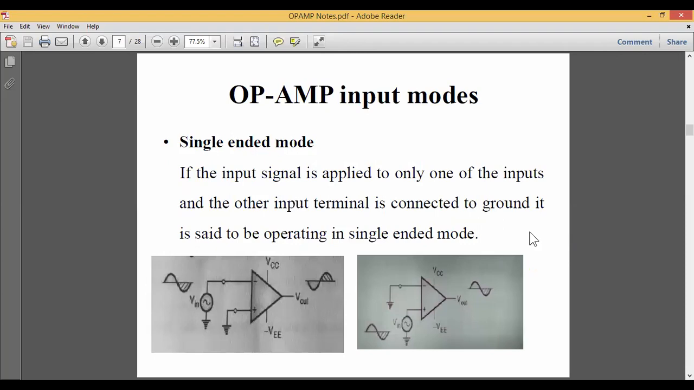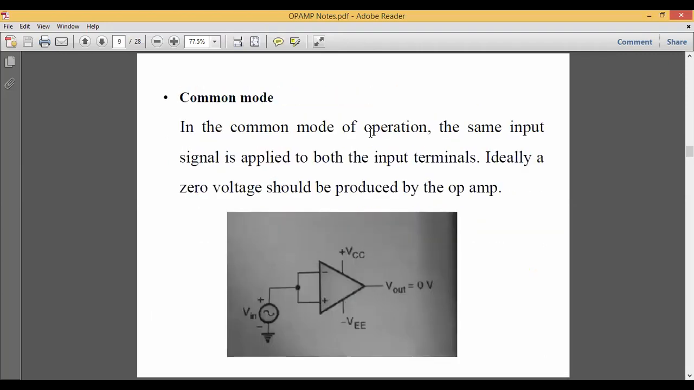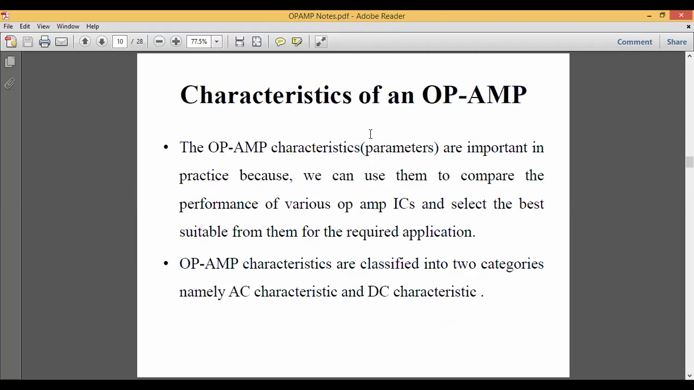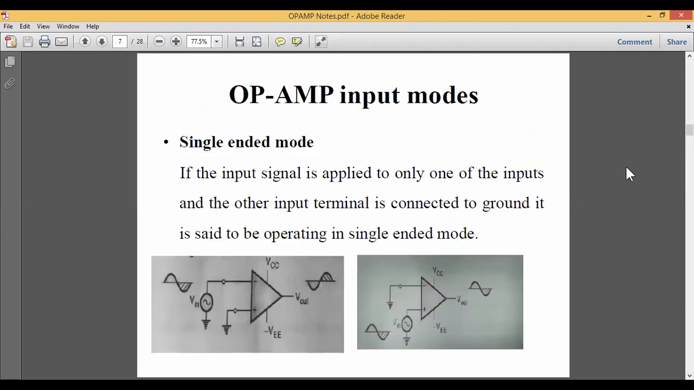So in the next video lecture series, we will see the different modes of operation of op amp. Basically we have a single ended mode and double ended mode, and the third is the common mode of op amps.